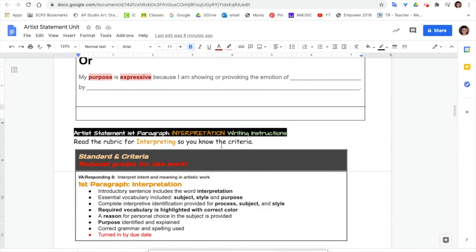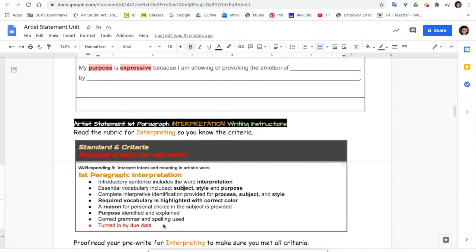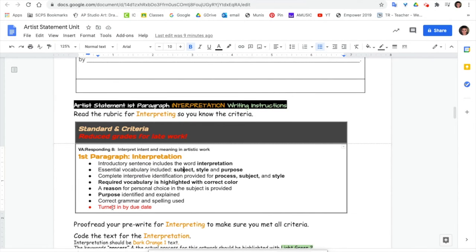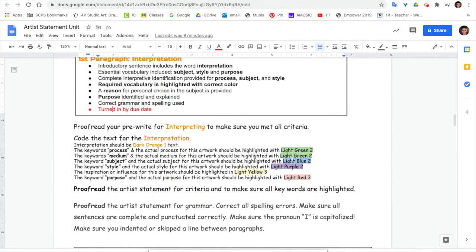Okay, once the pre-write's done, make sure you understand your scoring criteria. Introductory sentence includes the word interpretation. Essential vocabulary is included. I have to see the word subject. I have to see the word style and purpose. Complete interpretive identification, provide process, subject, and style. So explain those. And then you have to make sure everything is color-coded. Make sure you include your reason for personal choice or your influence, purpose, correct grammar. Remember, the pronoun I should be capitalized, and turn it in on time. Okay? Then you simply follow these instructions for color coding. You've done this before.